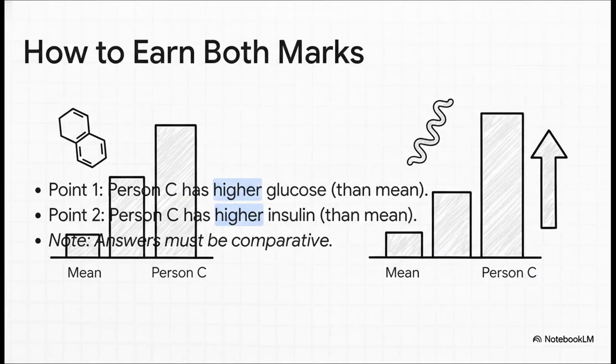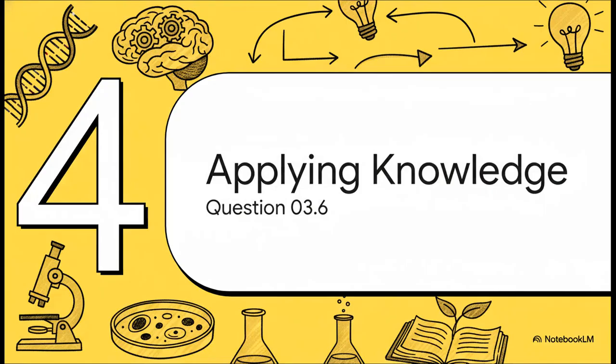Now this is a perfect example of a key exam technique. You can't just write down the numbers for person C. To get the marks, you absolutely have to use comparative language. You need to say that their glucose is higher than the mean, and their insulin is also higher than the mean. That single word, higher, is what gets you the mark. It's crucial.